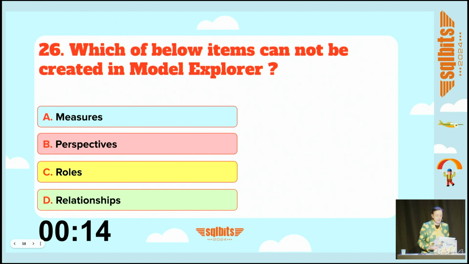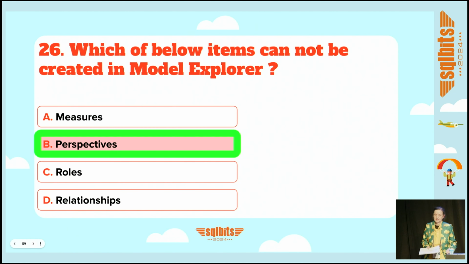Okay, 26. Which of the below items cannot be created in Model Explorer? A, measures. B, perspectives. C, roles. Or D, relationships. What should it be? Yes, perspectives. Very good. That's also something fairly new.